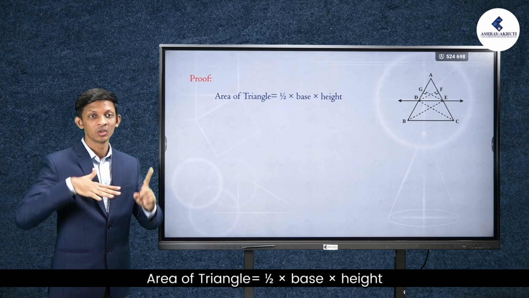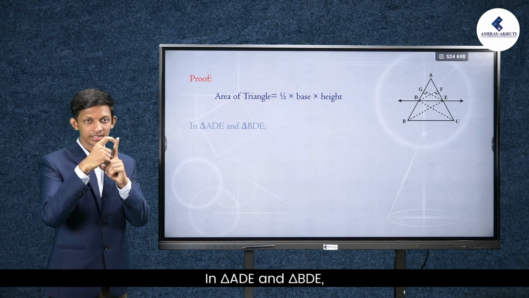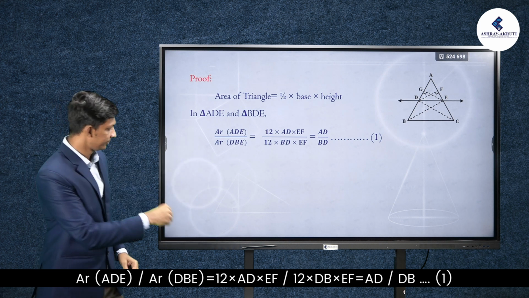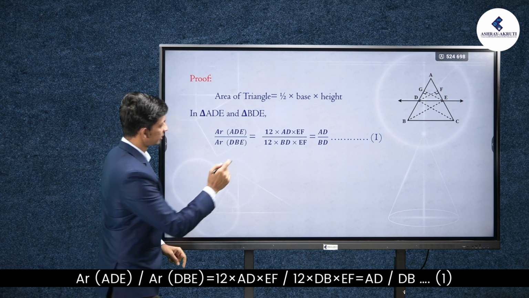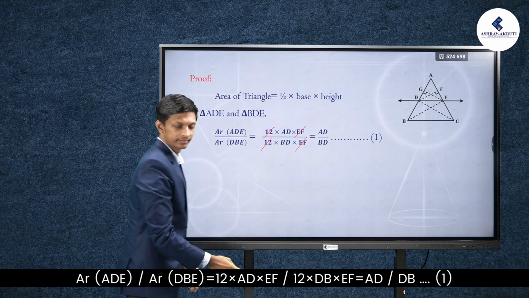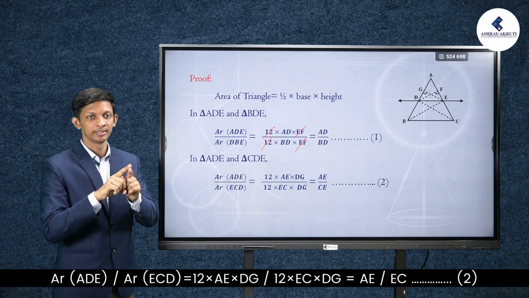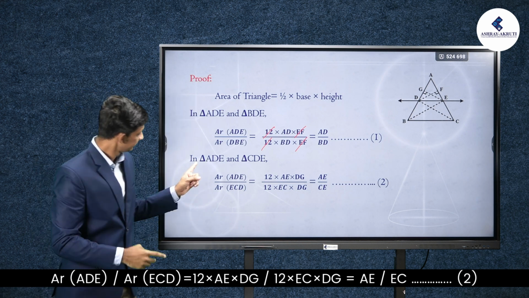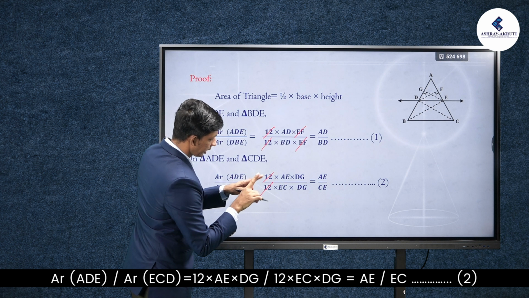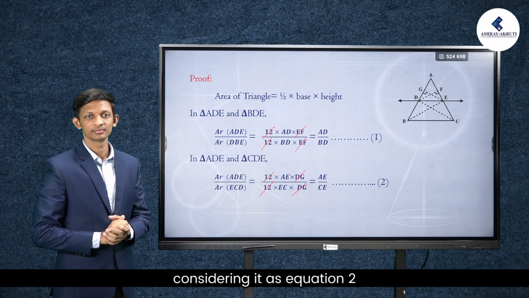Proof. Area of triangle is equal to half into base into height. In triangle ADE and triangle BDE, area ADE by area DBE is equal to half into AD into EF by half into DB into EF, which is equal to AD by BD. Consider it as equation 1. In triangle ADE and triangle CDE, area ADE by area ECD is equal to half into AE into DG by half into EC into DG, which is equal to AE by EC. Consider it as equation 2.